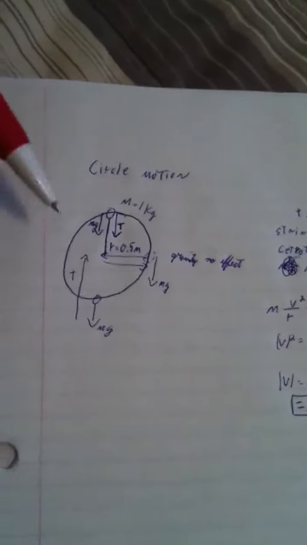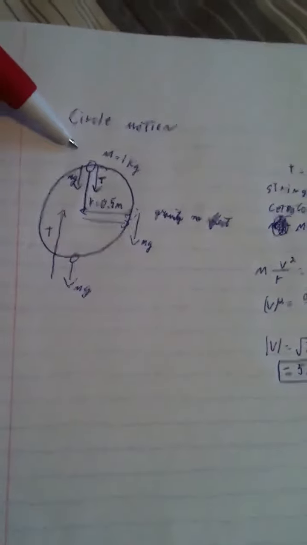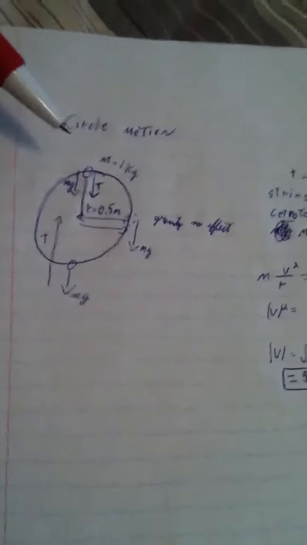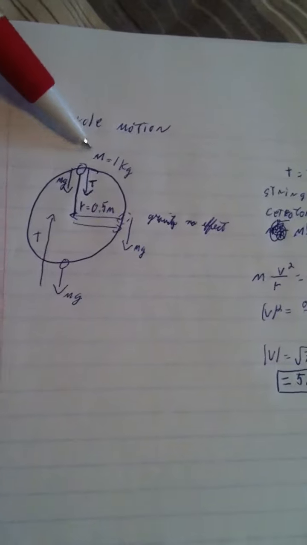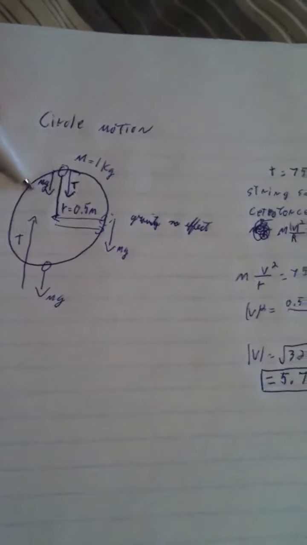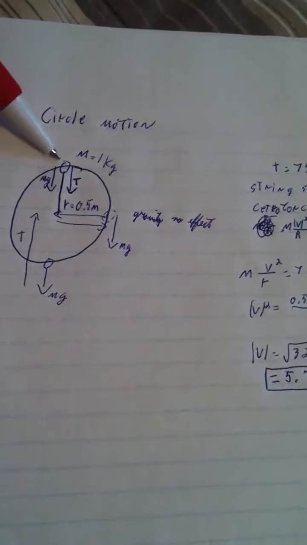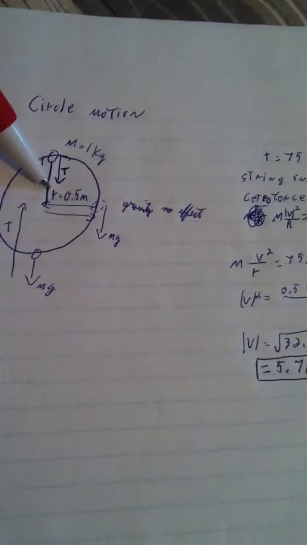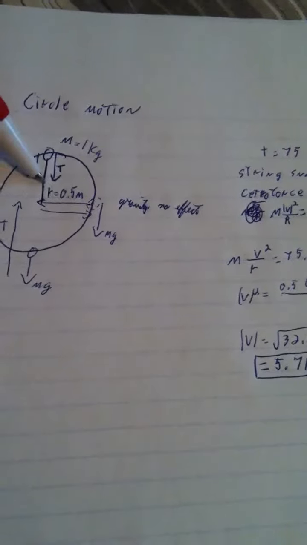This is my circular motion reassessment, and we're going to see how fast the ball has to be and where it has to be to snap. The mass of the ball is 1 kilogram. That's the gravitational weight when it's up top, and the tension. They're both pointing down to make up the radius, and the radius is 0.5 meters.